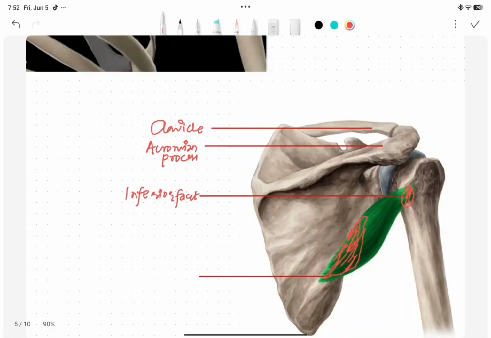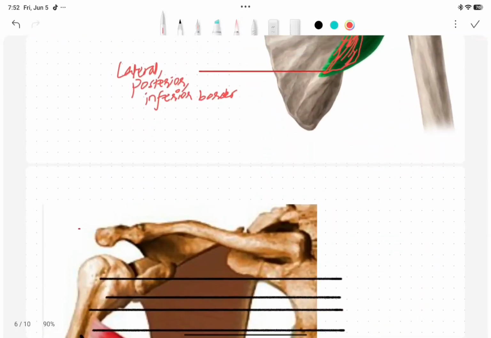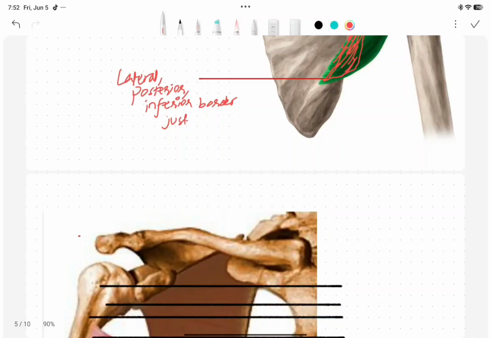There is the origin from the lateral, posterior and inferior border. The teres minor originates there, and just below it is the origin of the teres major. So the teres major originates just below the origin of the teres minor. This is the origin of the teres major.